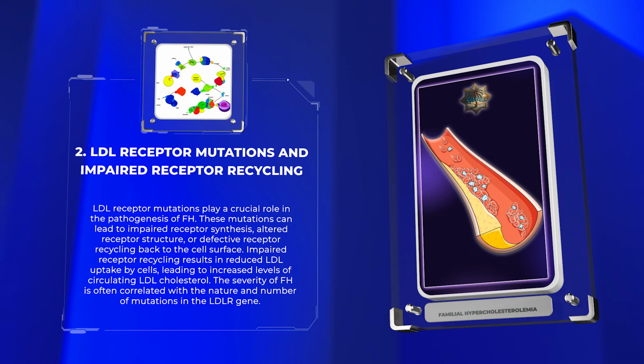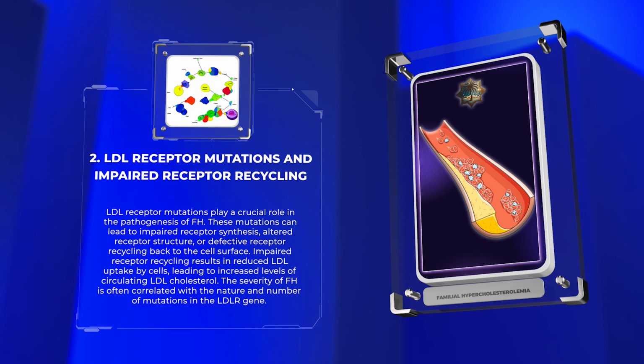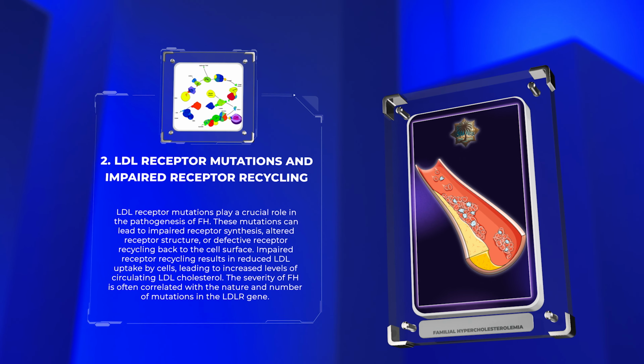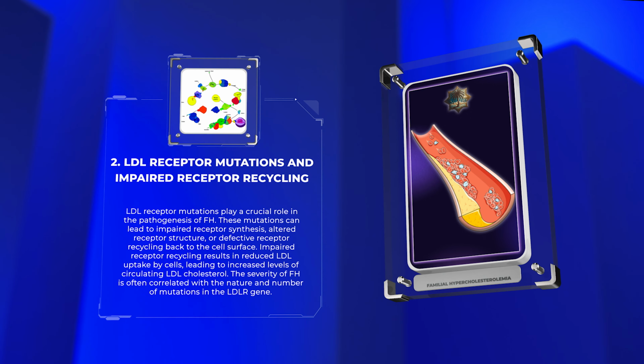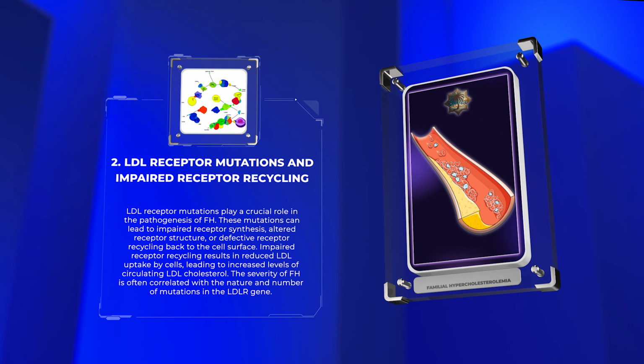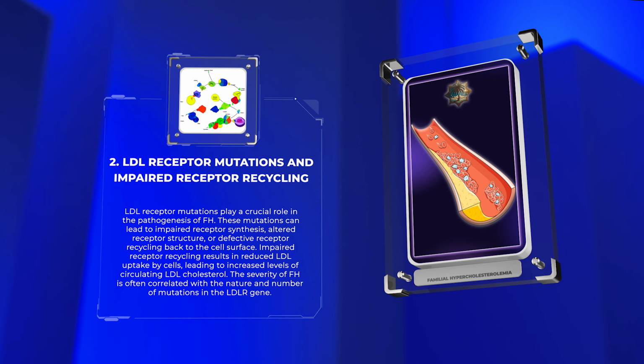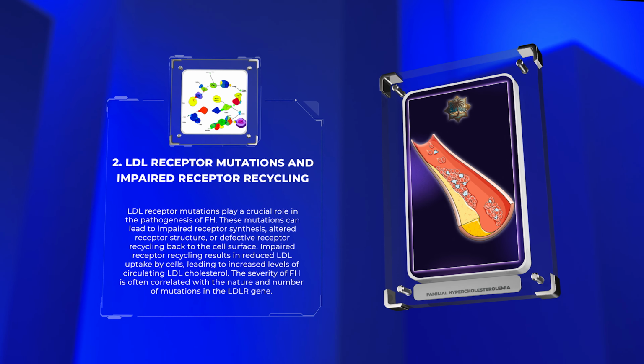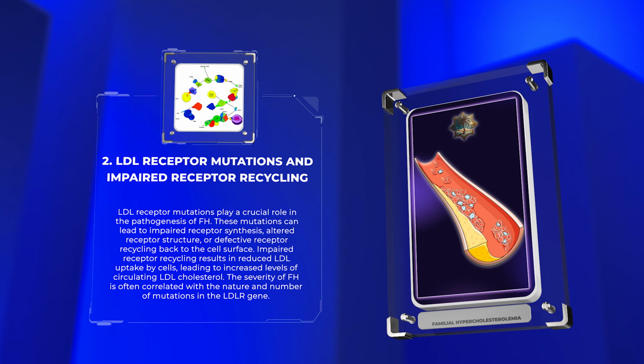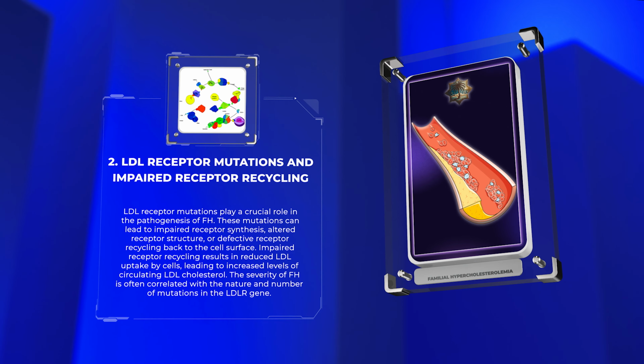These mutations can lead to impaired receptor synthesis, altered receptor structure, or defective receptor recycling back to the cell surface. Impaired receptor recycling results in reduced LDL uptake by cells, leading to increased levels of circulating LDL cholesterol. The severity of FH is often correlated with the nature and number of mutations in the LDLR gene.